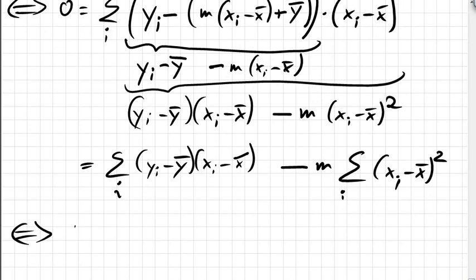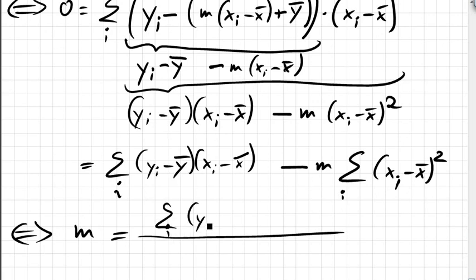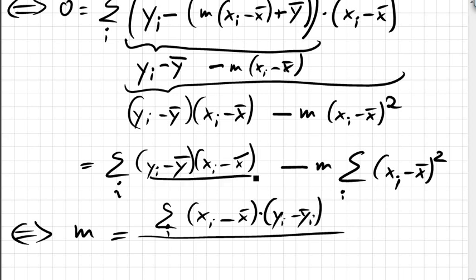M equals, let's bring m to the left hand side. Then we have the crosswise sum, yx, or let's do this in the right alphabetic order, xy, divided by the sum of the squares, xi minus the average of x. That's the slope.